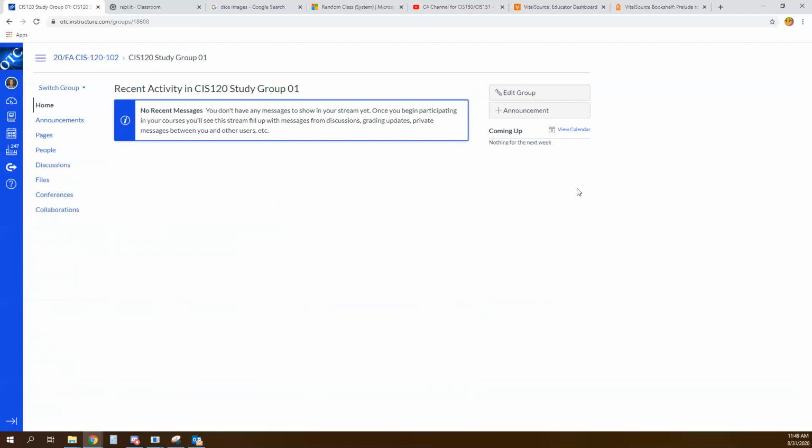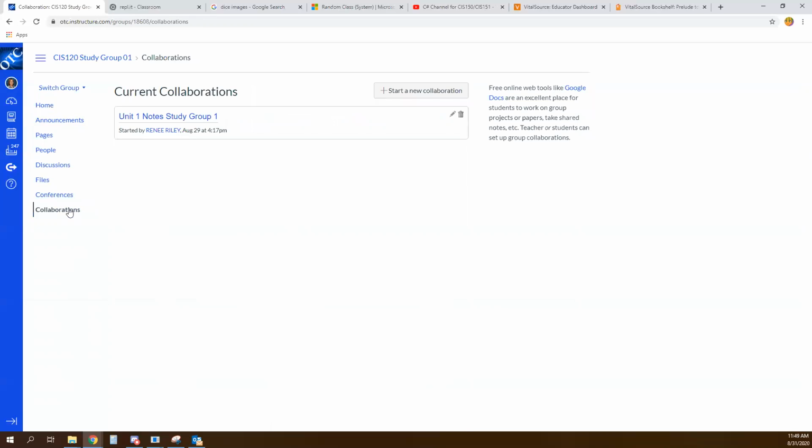Now, your study group has this group homepage in Canvas that you guys could use however you want. So if you wanted to, you could set up discussions and send each other questions and things like that. The part that we're going to use is collaboration at the very end. When you click on that, you should see your shared notes document. Go ahead and open it.